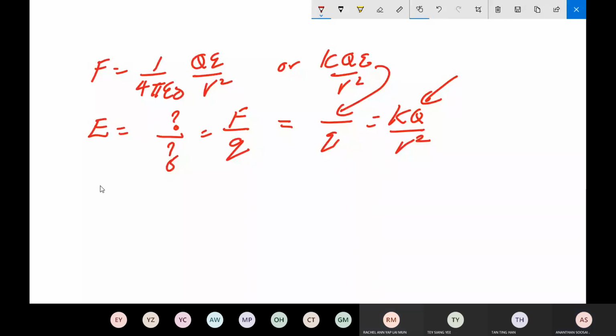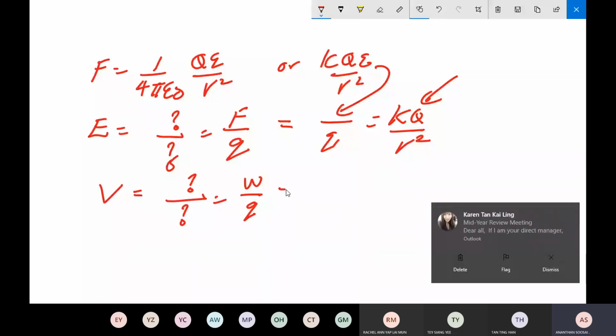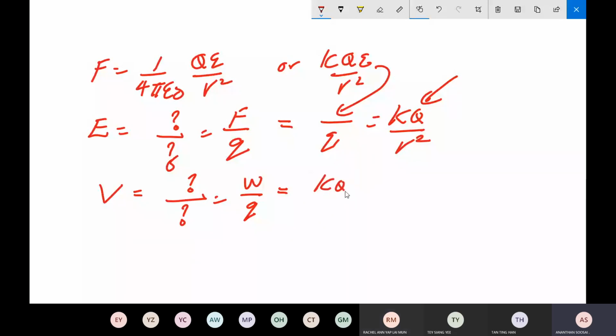Then we learn about what? Electric potential. What is electric potential? Work done per unit positive test charge to bring it from infinity to that point. So what is the formula you found? V equals KQ over R. So these are the three formulas you learn: first one, second one, and the third one.